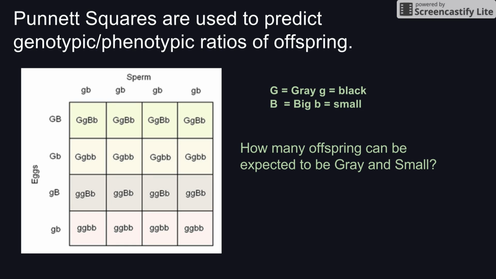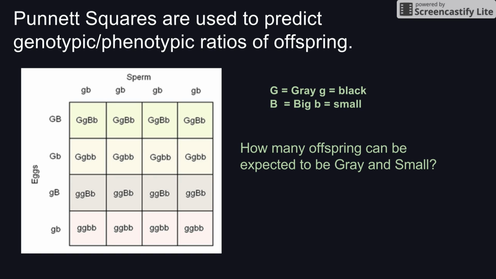Okay, so this sample question I have here is: how many offspring in this big dihybrid cross can be expected to be gray and small? So if you check out this dihybrid cross here, I even put the words egg and sperm on the outside, so you can remember that the gametes from the parents go on the outside of these Punnett squares. So it's very important to remember that.